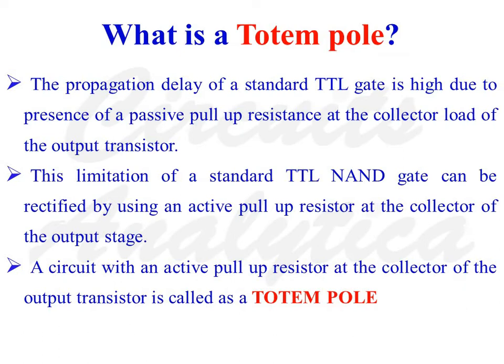In a standard TTL gate, there is a very high propagation delay due to passive pull-up resistance at the collector of the output transistor. To overcome the limitation of very high propagation delay in a standard TTL logic gate, an active pull-up resistance at the collector of the output stage is used. So a circuit with active pull-up resistance at the collector of the output transistor is called a TTL circuit with a totem pole output.